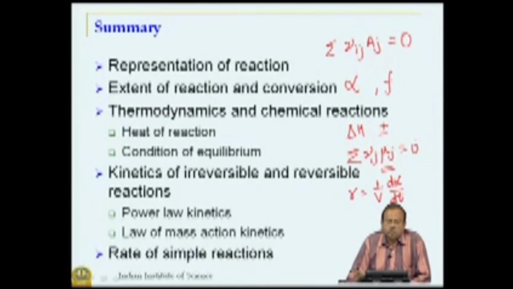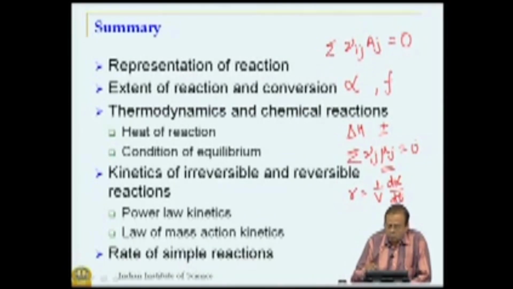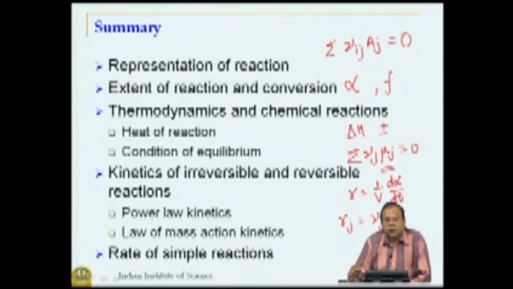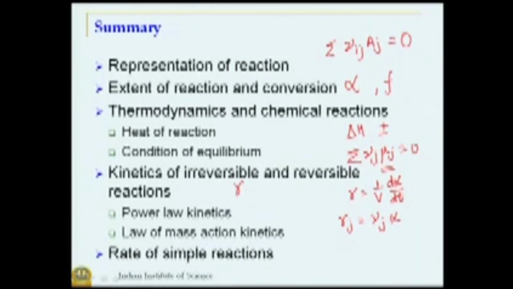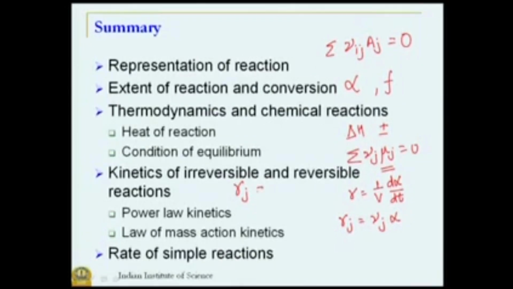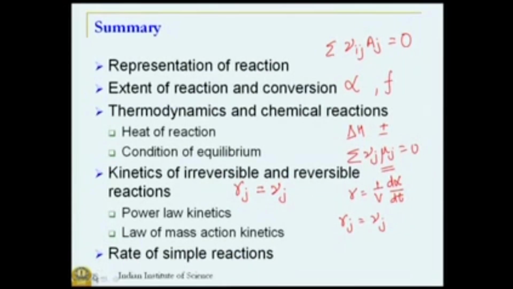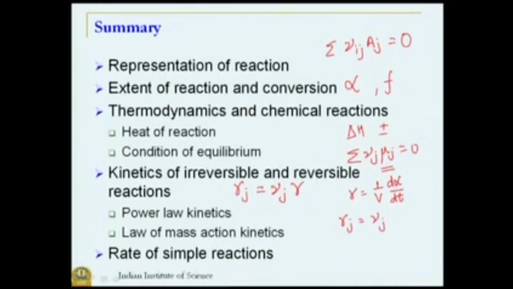So, the rate of change of species moles, R_j, is related to this R as nu_j into alpha. For example, if R_j is the rate of change of the jth species, then we call it equal to nu_j into R, that is our reaction rate or intrinsic reaction rate as we have defined.